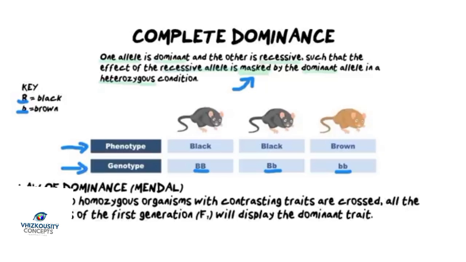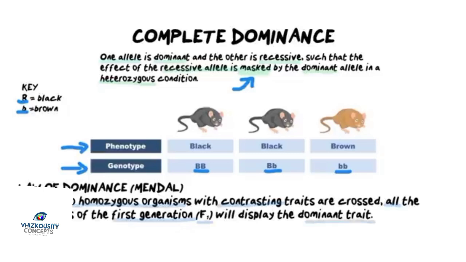It says that when two homozygous organisms with contrasting traits, and what they mean by that is one is black and the other one is white, or maybe one is blue and the other is green, when we cross them, all the individuals of the first generation, in other words, the first group of offspring that they will make, we also call this the F1 generation, will display a dominant trait.